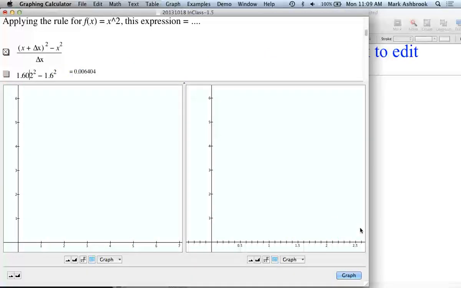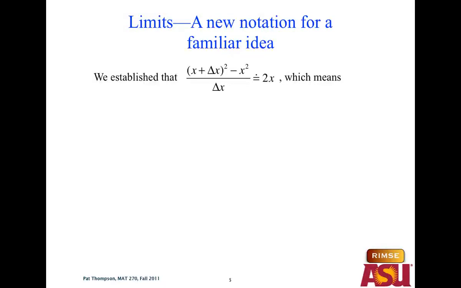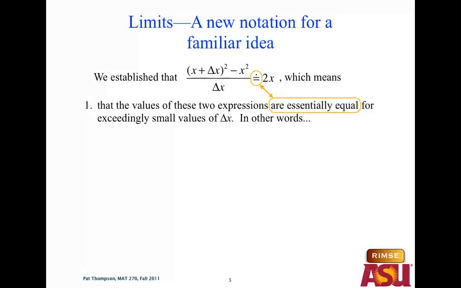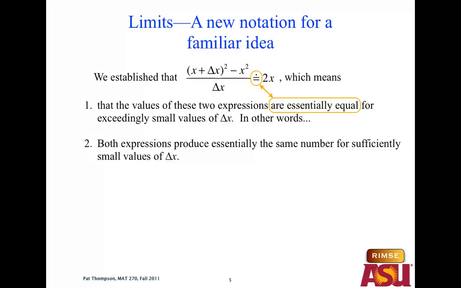Okay. So let's talk about some notation and summary here. All through this conversation is the idea of limit. We established that that ratio is essentially the same as 2x, which means they're essentially equal when delta x gets very small. I'm going to fly through this, so don't try to write this down. If you want, watch the video and write it down. Just listen. That also means both expressions are essentially the same for sufficiently small values of x.